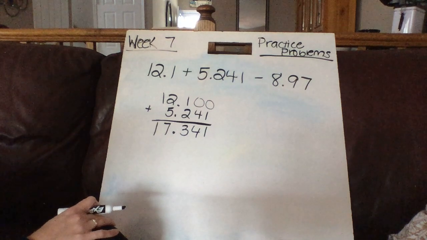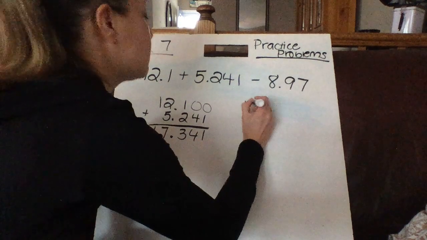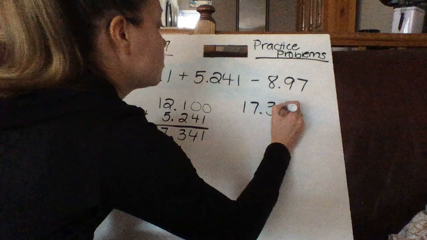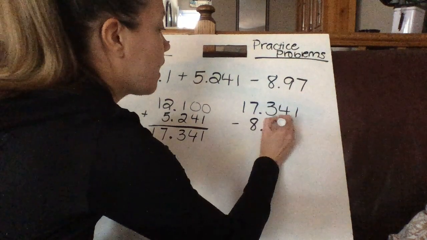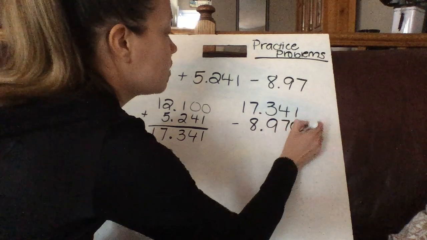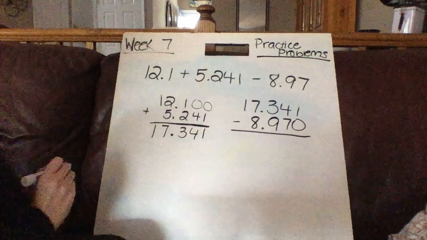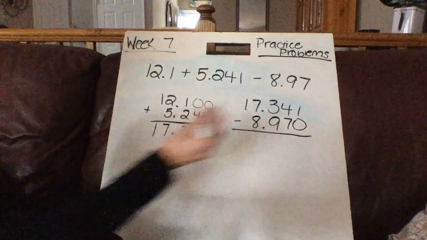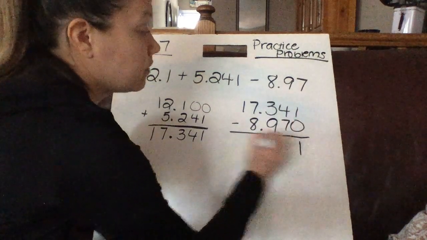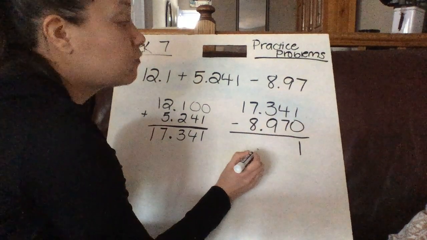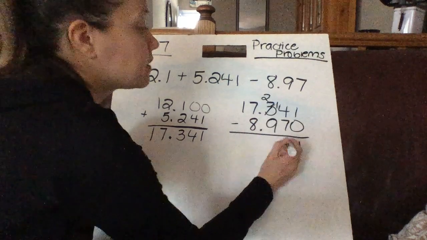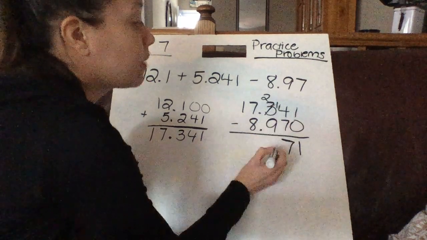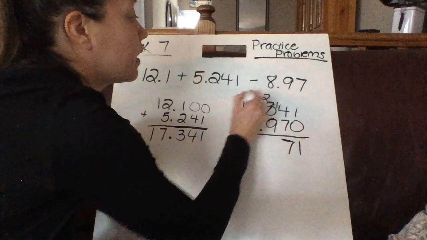8 and 97 hundredths. So I'm going to take 17 and 341 thousandths, and I'm going to subtract 8 and 97 hundredths, adding a 0 to keep my place values lined up. So I can do 1 minus 0, I get 1, but I cannot do 4 minus 7. So we borrow from the 3. 14 minus 7 is 7. 2 minus 9, again, I can't do, so I am borrowing.